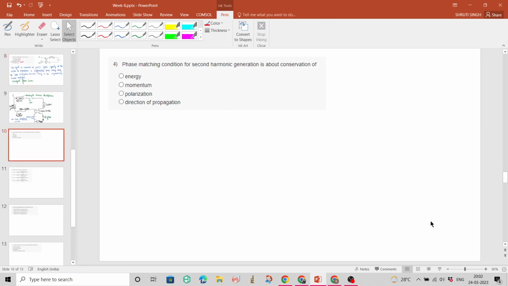Moving on to the next question. The next question is about the phase matching condition for second harmonic generation, about conservation of energy, momentum, polarization, direction of propagation. So first, what is second harmonic generation, what are phase matching conditions, and let's start with what is nonlinear optics.